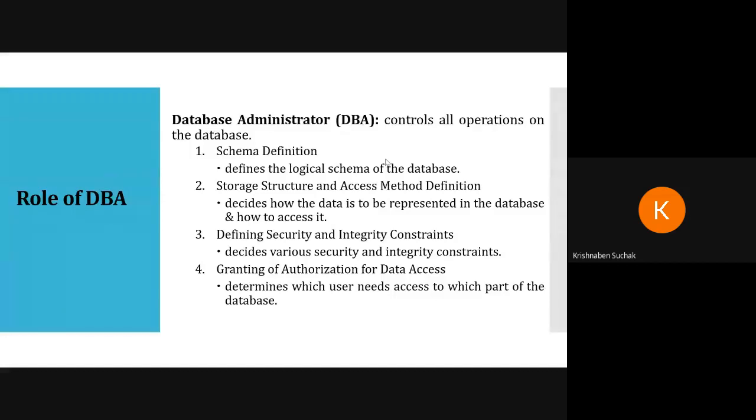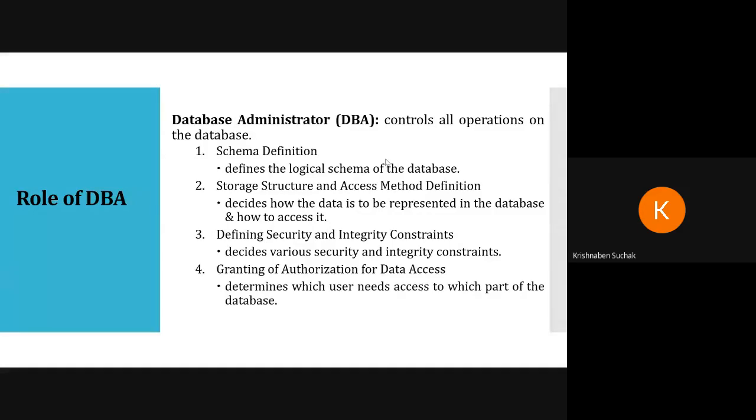Next role is defining security and integrity constraints. It will decide various security and integrity constraints, that is, whether the system is secure from unauthorized users, or whether integrity constraints are satisfied or not. Integrity constraint means correctness, completeness, whether it is satisfied or not. It will look into it.